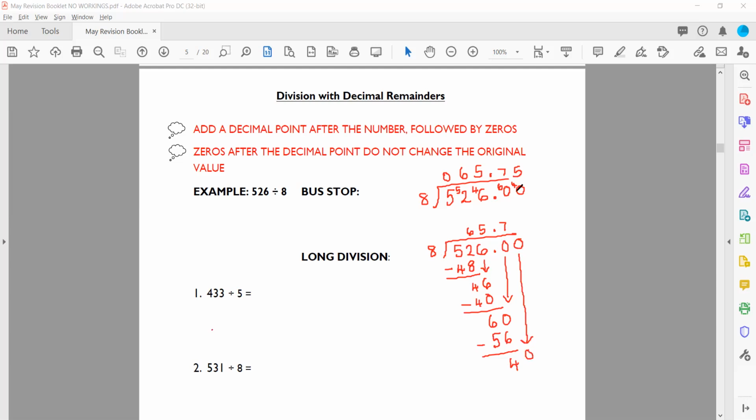8 will go into 40 5 times. 5 times 8 is 40. Take 40 away from 40, you are left with 0. You've come to the end of your sum. Exactly the same answer, just a different method.